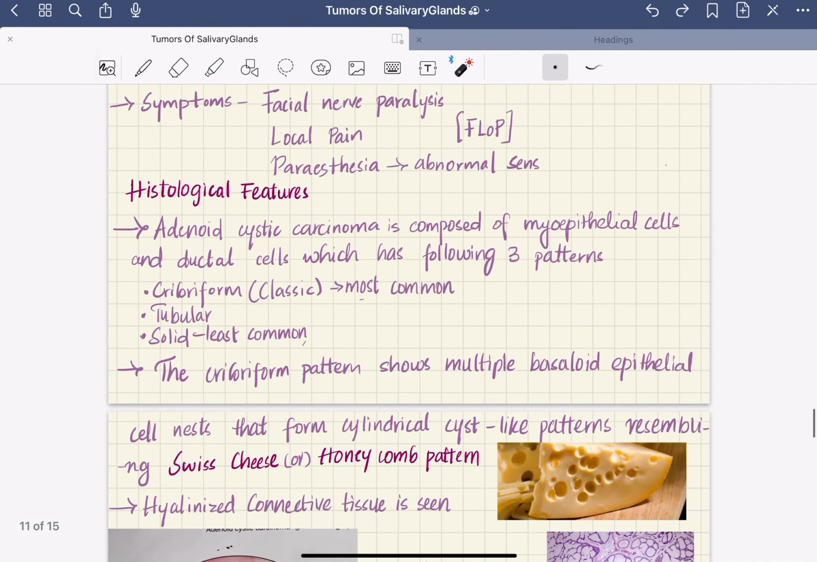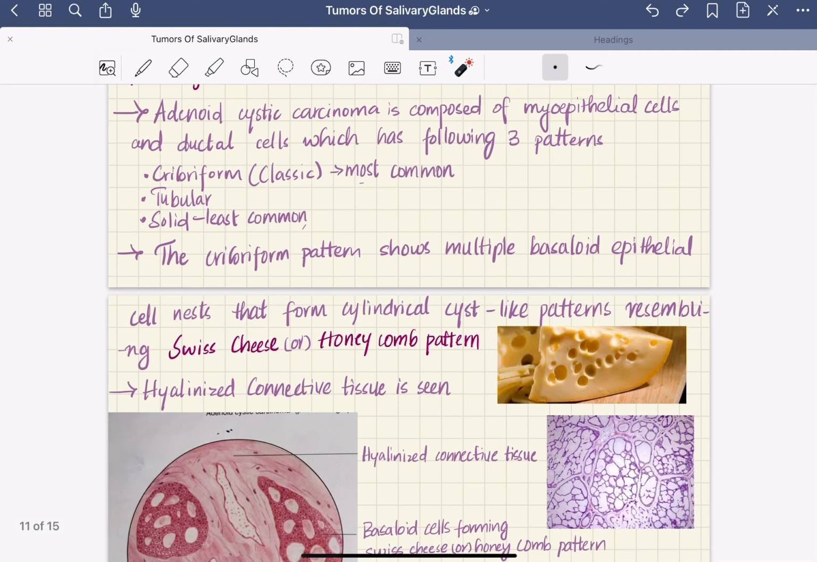The histological features of adenoid cystic carcinoma: it is composed of myoepithelial cells and ductal cells, which have the following three patterns. The three patterns are the cribriform pattern, which is the classic pattern and the most common pattern seen in the histological features; the tubular pattern; and the solid pattern, which is the least common pattern. The cribriform pattern shows multiple basaloid epithelial cell nests that form cylindrical cyst-like patterns resembling Swiss cheese or honeycomb pattern.